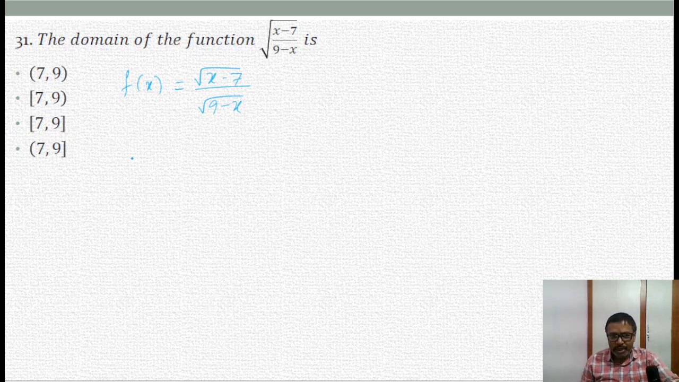So in the numerator, we know that the expression under the root must be greater than or equal to 0. So for the numerator, friends, x minus 7 must be greater than or equal to 0. This gives you x is greater than or equal to 7. So we got one inequality, the domain of the numerator, that is [7, infinity).